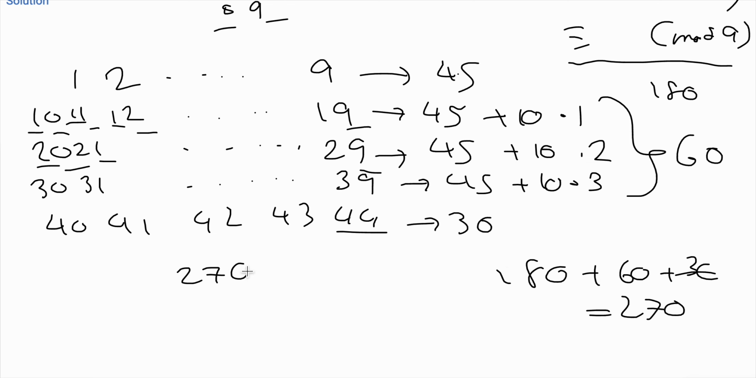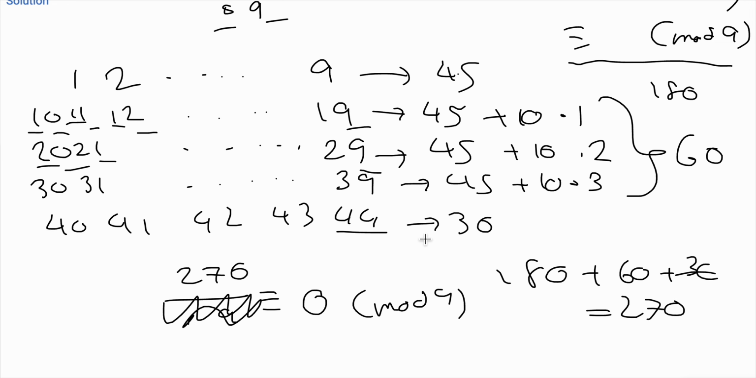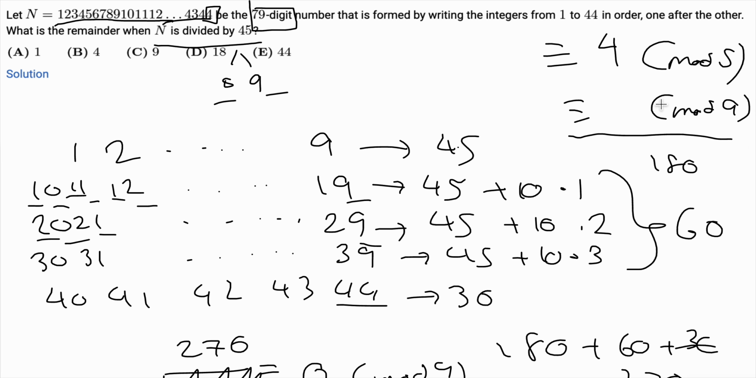Now let's take the sum of the digits and divide by 9. We're going to find that it is congruent to 0 mod 9. And I should probably not write the division there, but 270 is congruent to 0 mod 9 because 9 perfectly divides 270. So it's congruent to 0 mod 9 and 4 mod 5.